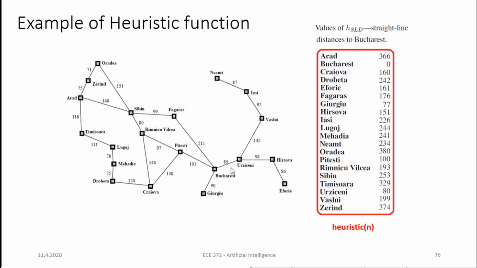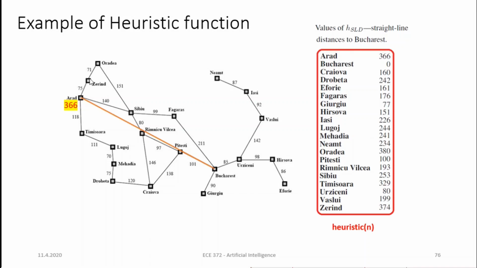Our goal is to reach Bucharest. We are in Arad and trying to find the shortest path to reach Bucharest. Here are the heuristic values, the straight line distance values. In Bucharest, you see the value 0. This is what we want, because when we reach the goal, we want the heuristic to be 0. From Arad, the straight line distance is 366.